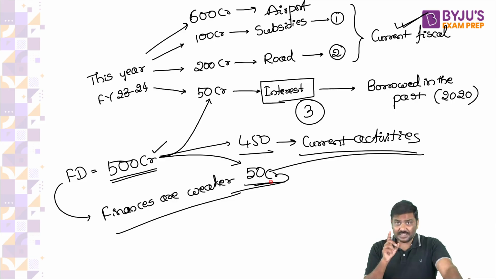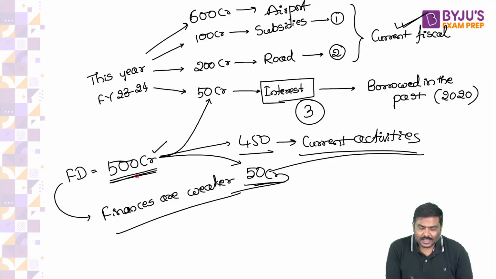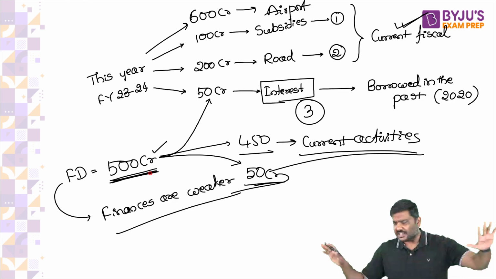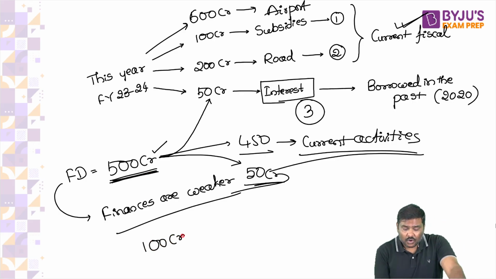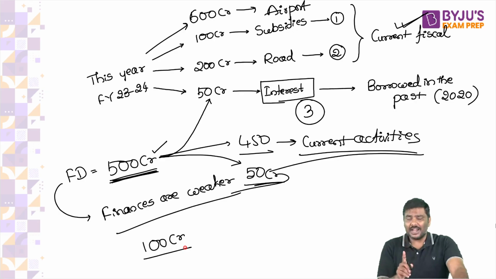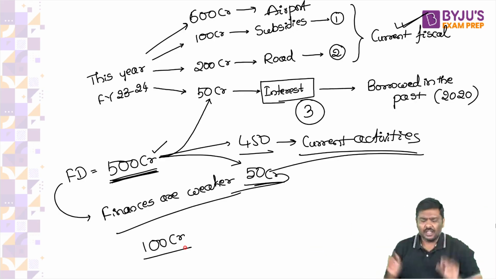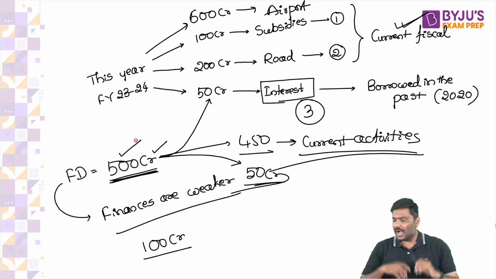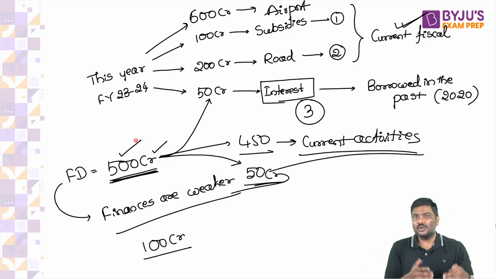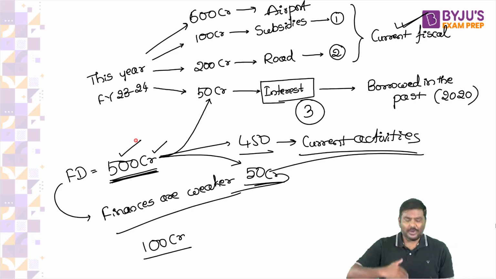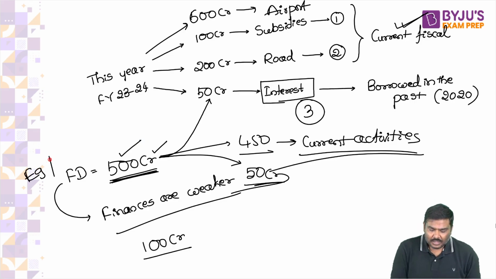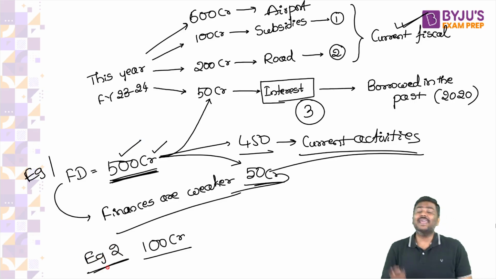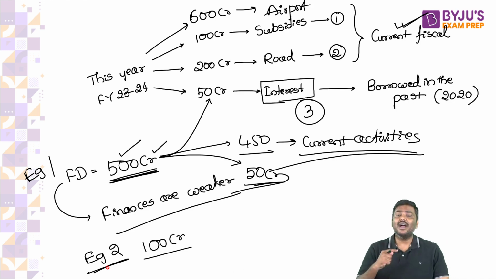Now let's say, understand this carefully. Rather than borrowing 500 crore, nothing else changes. I repeat, nothing else changes. What if the government borrows only 100 crore rupees this year? Only borrowing is changing. Now, compared to example 1, in example 2, can I say the finances of the government of India are much stronger?